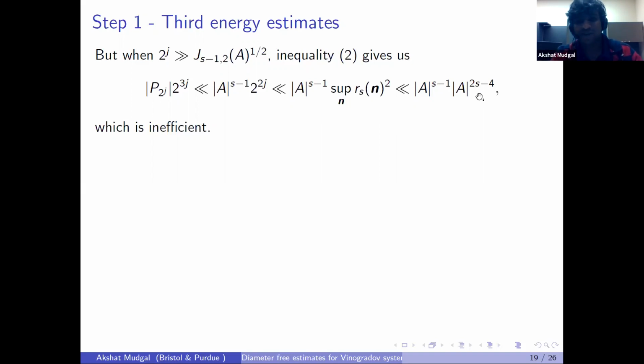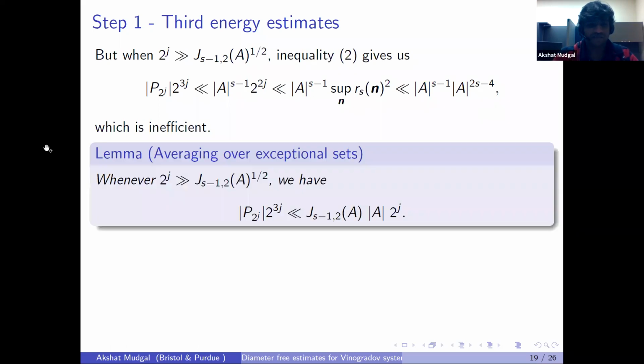But now I'm in a problem because this bound is a to the power 3s minus 5, which is much bigger than 3s minus 6 plus some exponentially decaying factor. So using purely incidence geometry cannot give you good third energy estimates. And this is where the number theory input comes in.